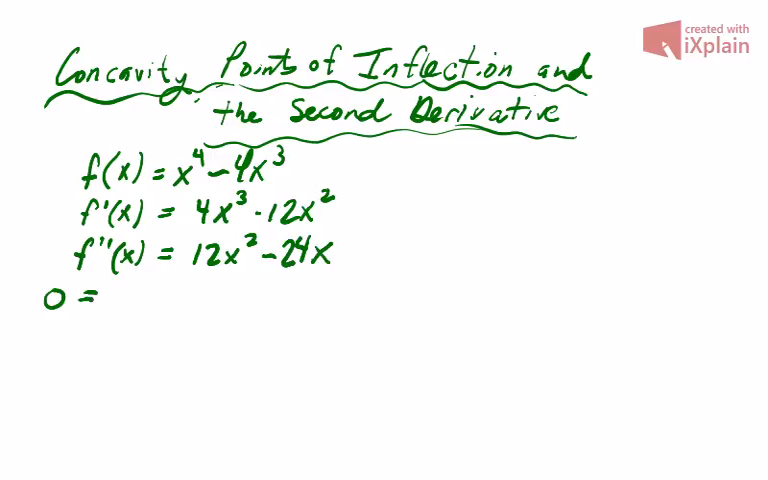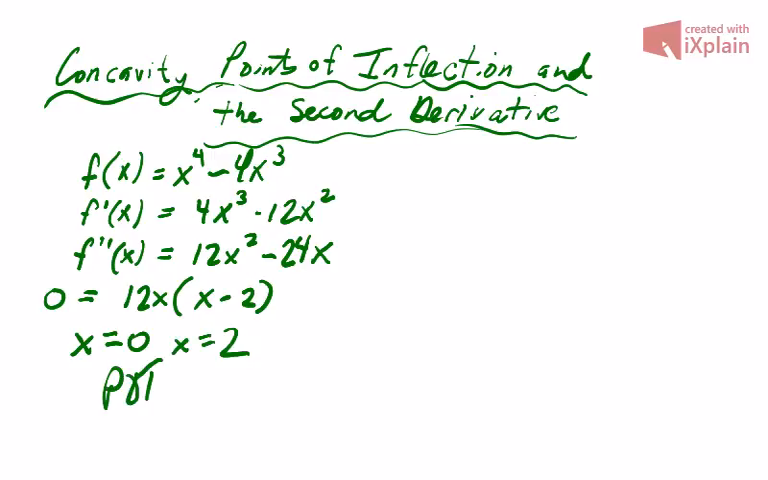So we set it equal to 0, factor, and I'm left with x minus 2. So x equal to 0 and x equal to 2 are my possible points of inflection. Possible. So I plug in 0 and I plug in 2, and then what we do is just like we did with the first derivative test, we pick some test values.